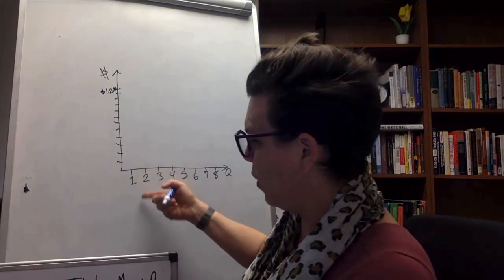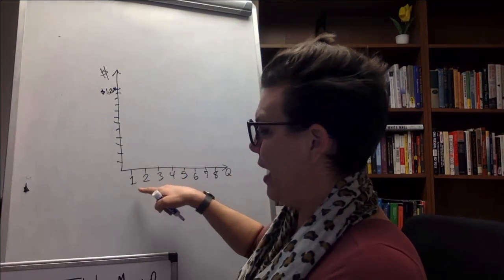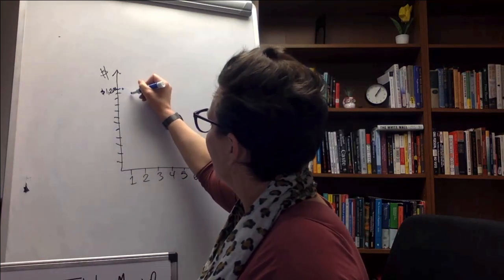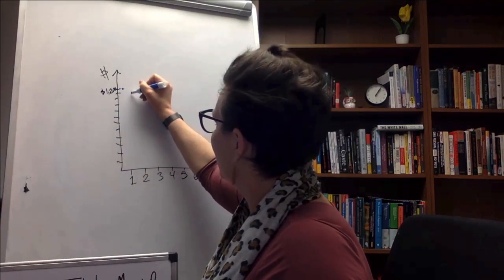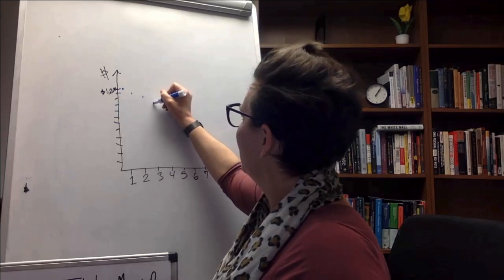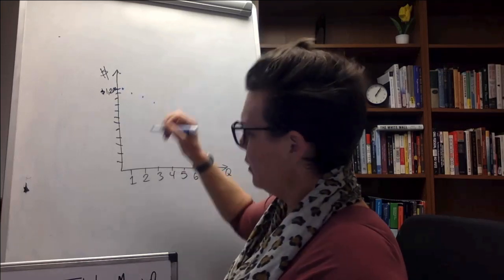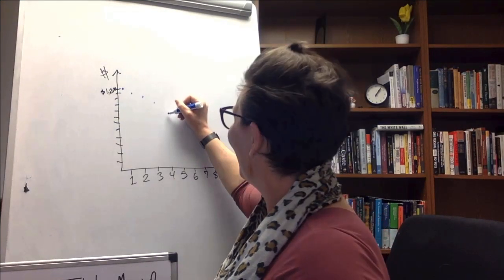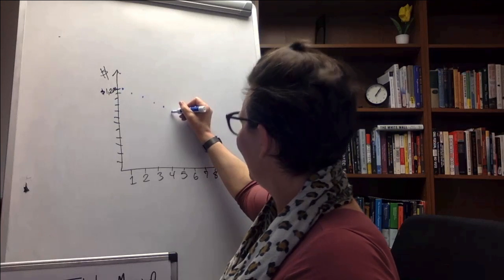It's the price and quantity. So at a quantity of 1, price is $1,200. Then at 2, it's $1,100. At 3, it's $1,000. I really wish I'd labeled these. 900, 800, 700.